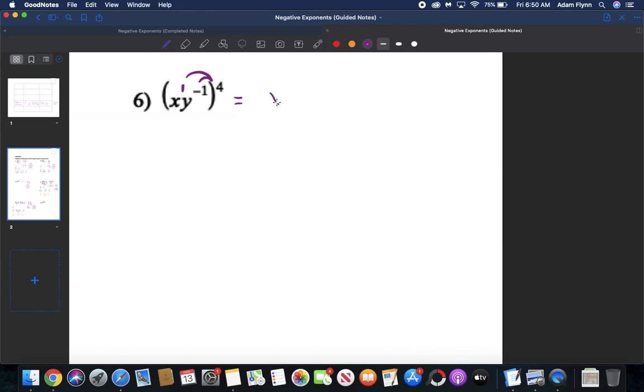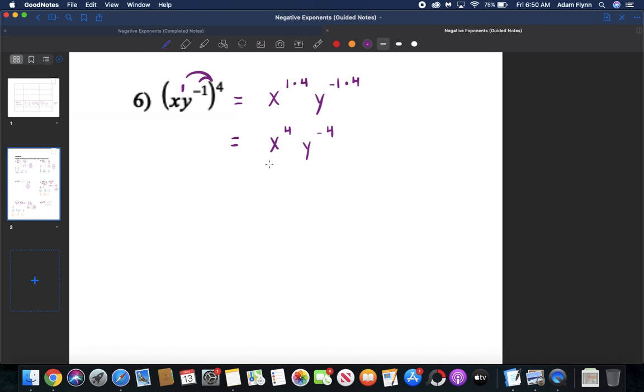So when I do that, I'll have x to the 1 times 4, y to the negative 1 times 4. Okay, and if I continue on, I'll multiply those exponents. So 1 times 4 is 4, and negative 1 times 4 is going to be negative 4. So at this point, I've done the power rule. I've completed that process, but I have a negative exponent, so I'm not technically done yet.